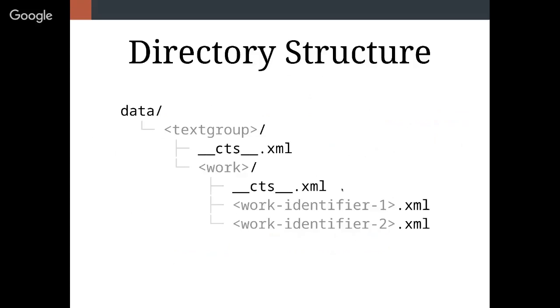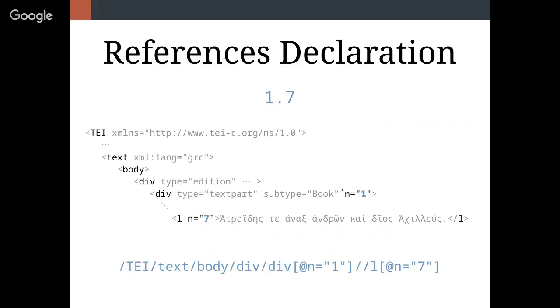The only other thing that's important is the references declaration. Now, references declarations are part of the TEI specification, but they're very important. They're used by Capitains for linking the passage reference in a CTS URN to a particular part of the text. And we'll see again when we come back to actually looking at the Scaife Viewer why that's important.